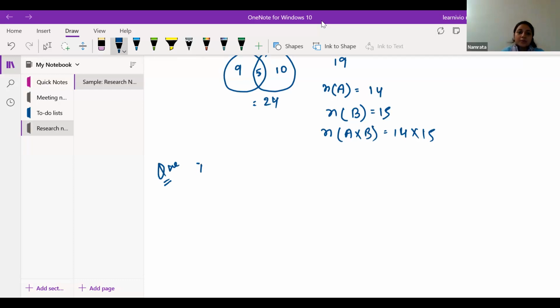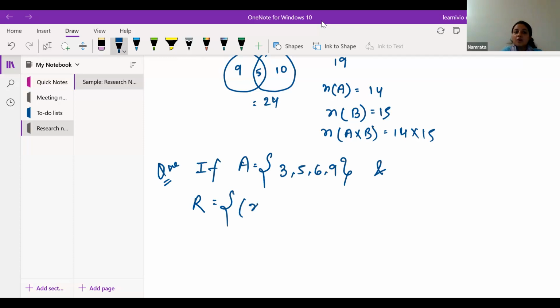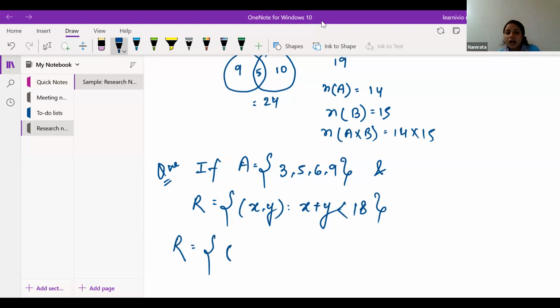Now another question can be, if A is equal to 3, 5, 6, 9 and R is a relation such that R is the set of all ordered pairs xy such that x plus y is less than 18. Then R in roster form. Let's write it. Yes, tell me the elements or the ordered pairs which will be there in R.